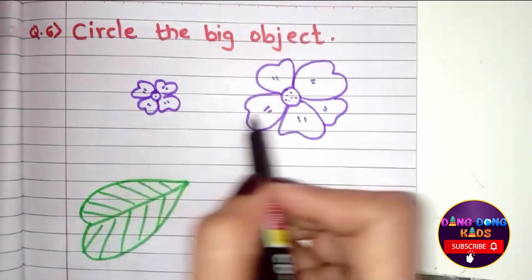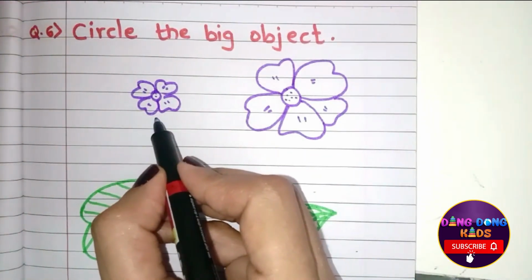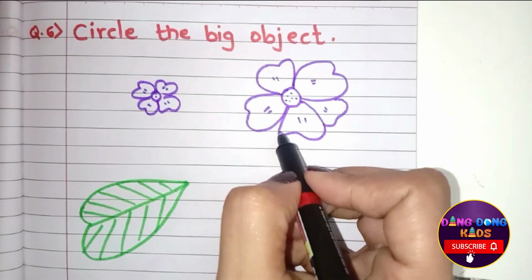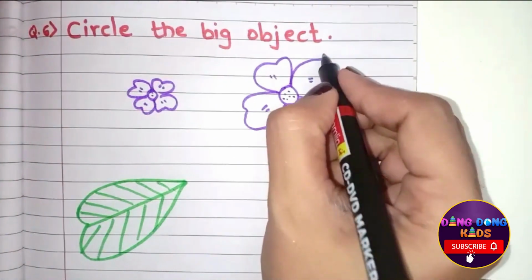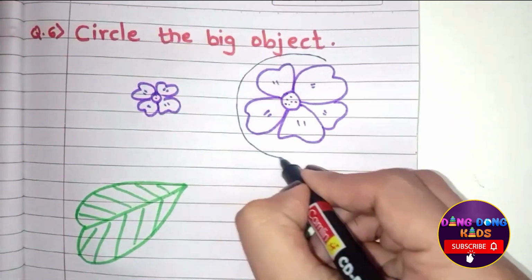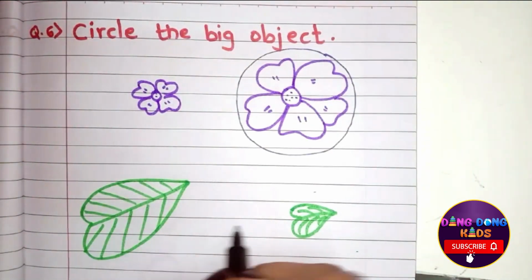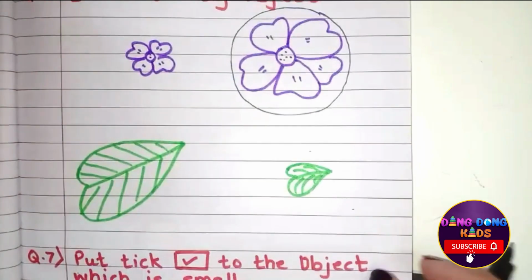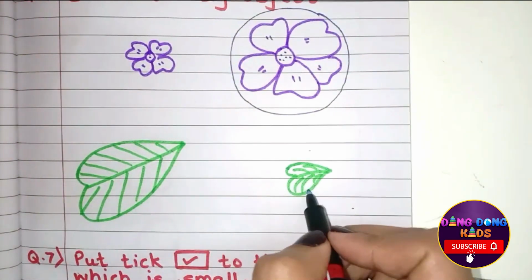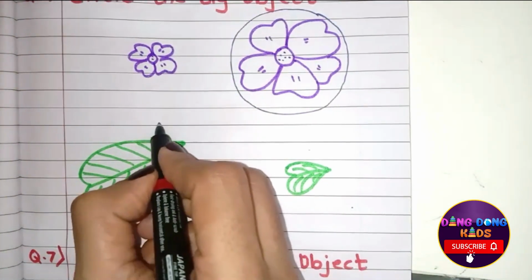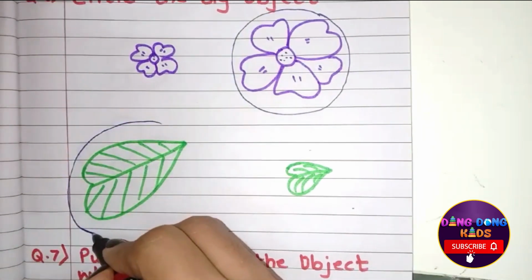See here 2 flowers are given. One is small and this one is big. Let's circle the big flower. Here these are 2 leaves. This one is big, this one is small. Let's circle the big leaf.